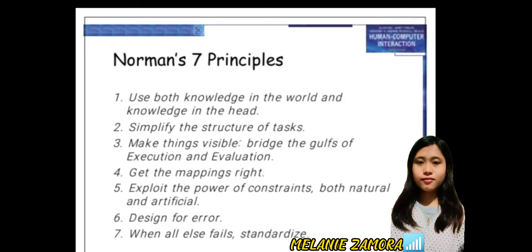Norman's 7 principles. First, use both knowledge in the world and knowledge in the head. Second, simplify the structure of tasks. Third, make things visible, bridge the gap of execution and evaluation. Fourth, get the mappings right. Fifth, exploit the power of constraints, both natural and artificial. Sixth, design for error. And last, number 7 is, when all else fails, standardize.